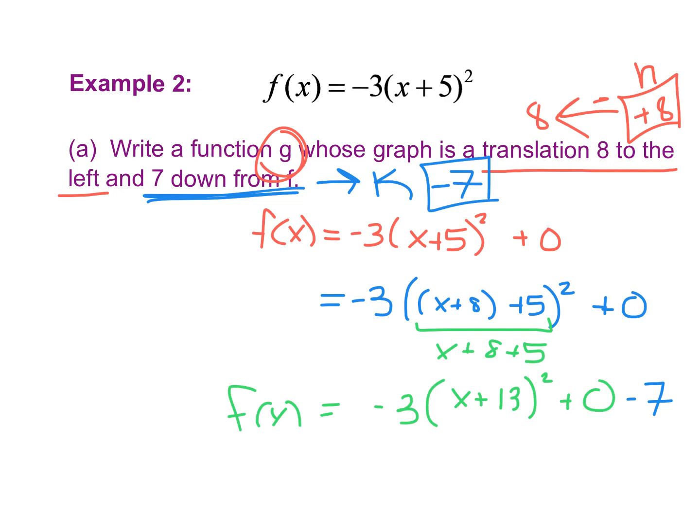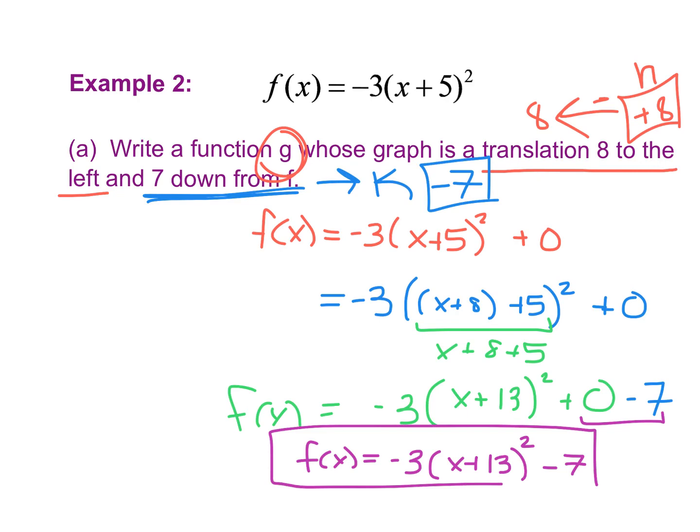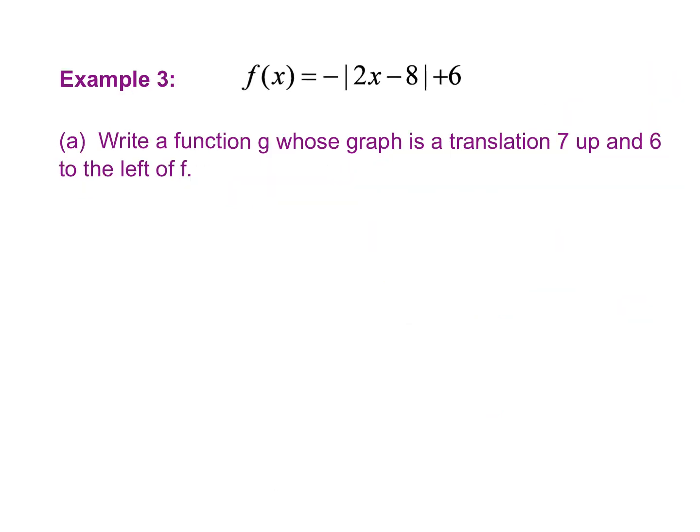So my final function here is going to be f of x is equal to -3 times x plus 13 all in parentheses, so we can see that we moved 8 units to the left. And then we have 0 plus -7 is just -7, so we have -7 here on the outside. Now, we have to make sure we read instructions carefully. This one wants this function to be named g of x, so I'm going to rename it to be g of x, and I have now applied both of my translations.